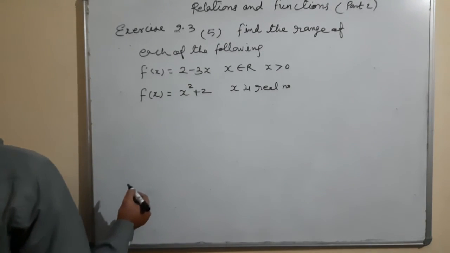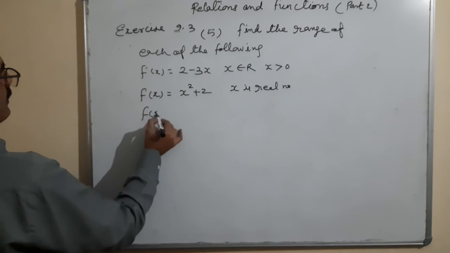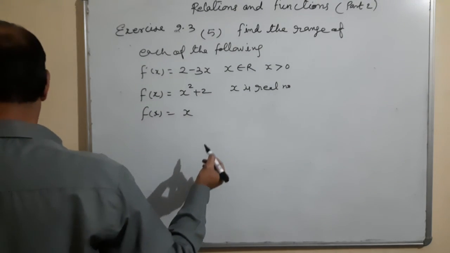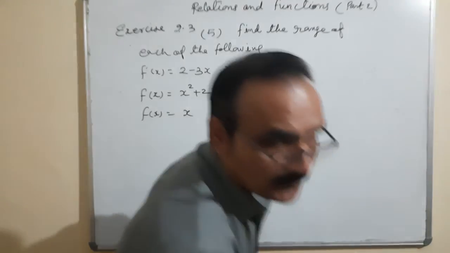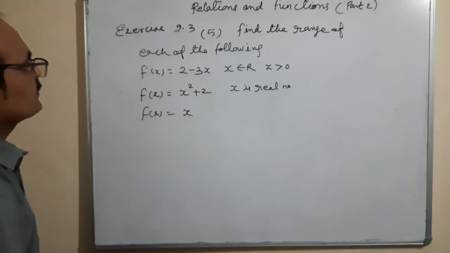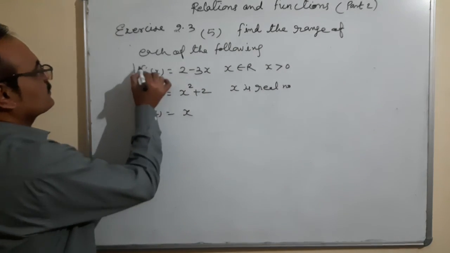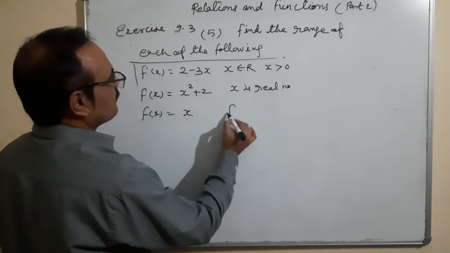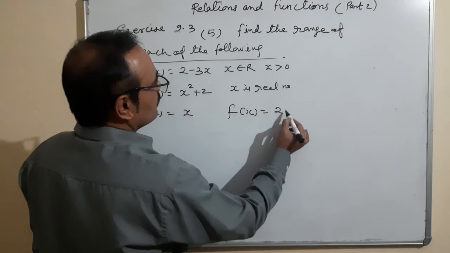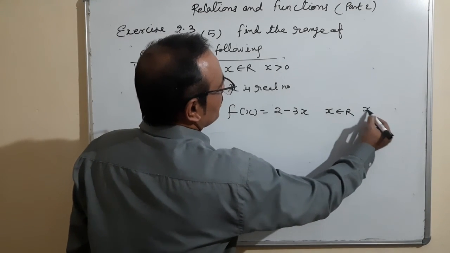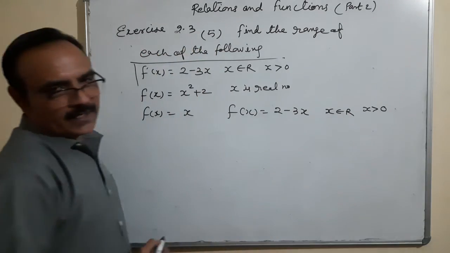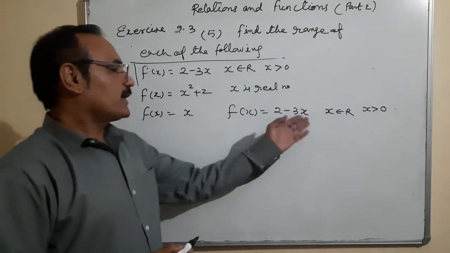And third one is f of x is equal to x, for every x belongs to real numbers. We are finding the range in all. Very interesting. Look at the first one: f of x is equal to 2 minus 3x, x belongs to R and the condition given is x is greater than 0. We are finding the range in it.